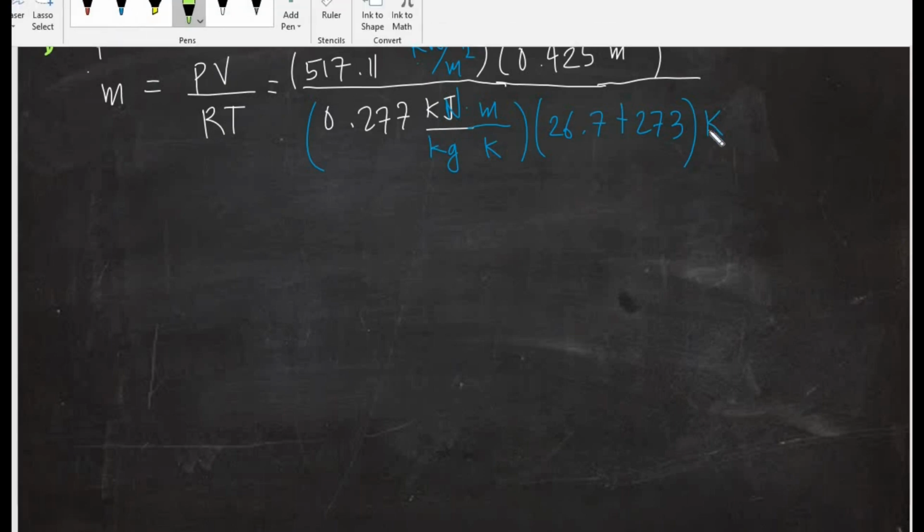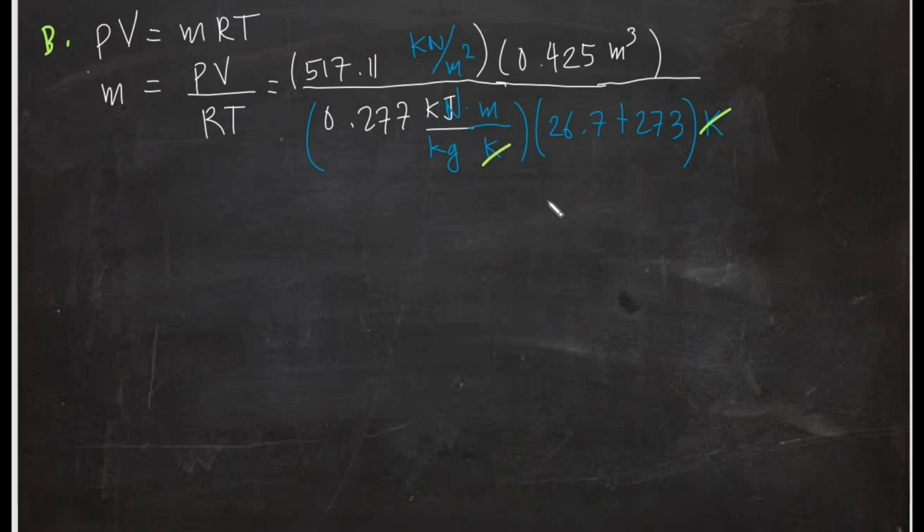Okay, the cancellation of units. Let's observe that we have Kelvin would be cancelled out. Kilonewton will also be cancelled out. We have here square meter, and this is cubic meter. So one of the meters would be left, but there's another meter in the denominator, so that would also be cancelled out. So the final unit is simply in kilograms.